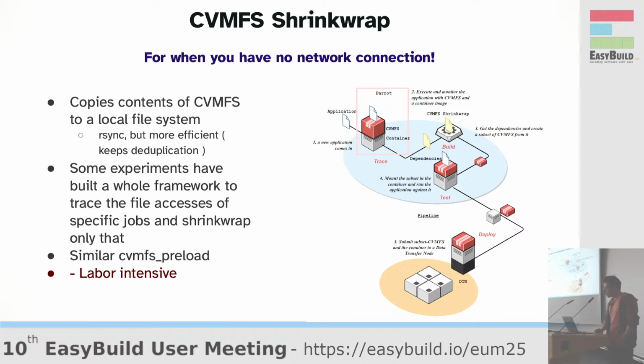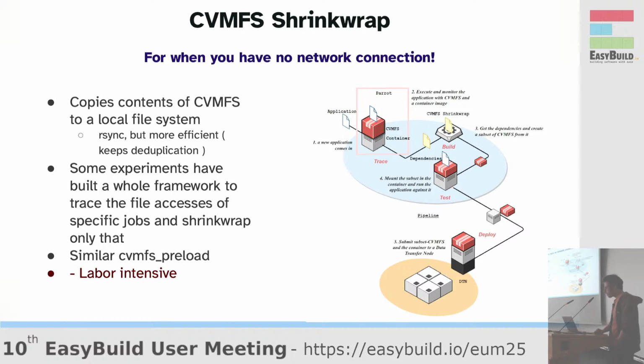Next one, for when you have no internet connection. There is a tool called CVM-FS shrink-wrap that allows you to do this workflow that is shown here. Basically, it copies out all of the data from CVM-FS. Now, CVM-FS is a POSIX file system, so in principle you could also just copy files with rsync. Shrink-wrap is a bit more efficient as it keeps the deduplication that we have, so it won't actually copy things twice, and it also removes some of the overhead of the fuse module. So this is the recommended way to do this.